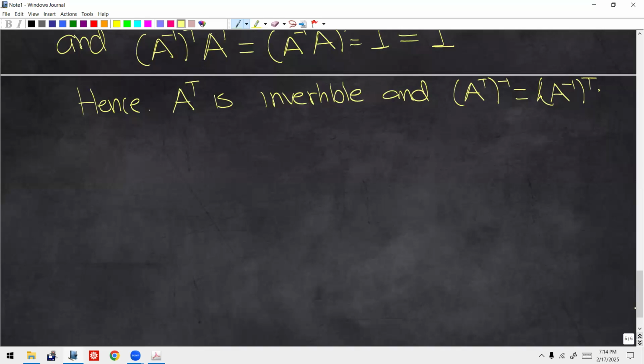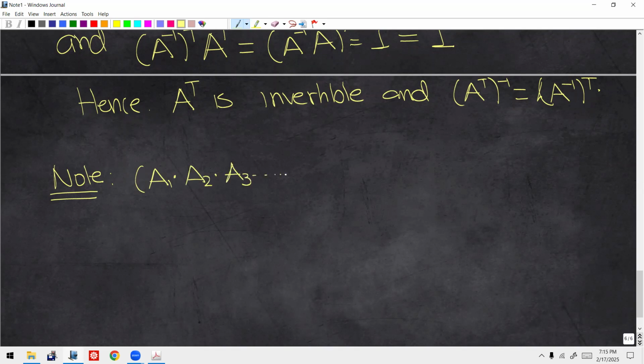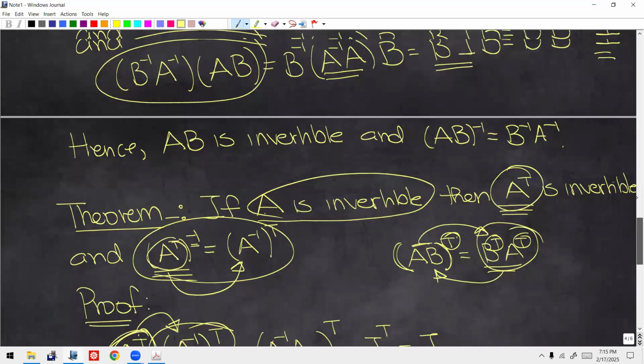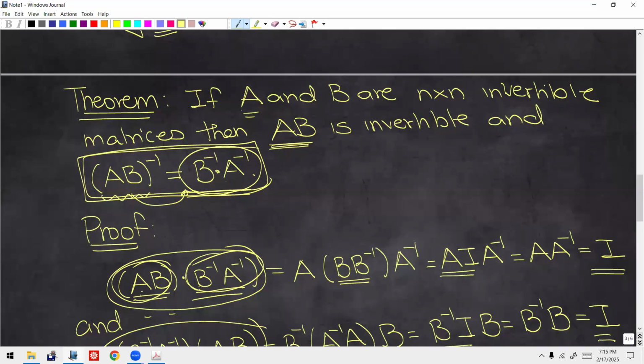And just so you know, this can be extended to products of more than 2 matrices. Okay, so let me put that down as a note. So note that if I have a matrix A1 times A2 times A3 dot dot dot AN, I have n matrices. I'm sorry, I'm talking about this theorem. I apologize, this one. This one applies to a product of 2 matrices.